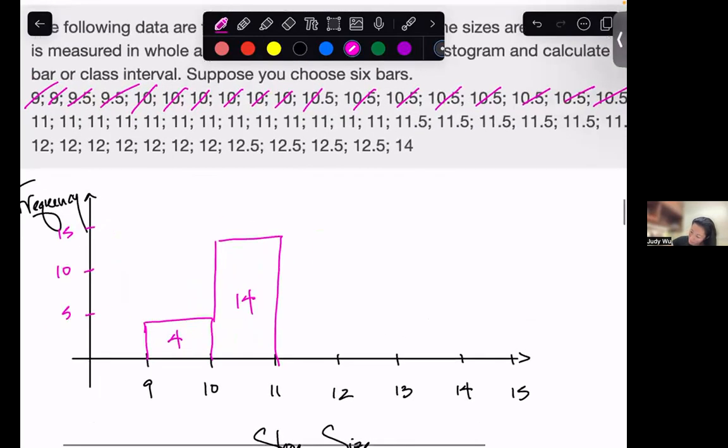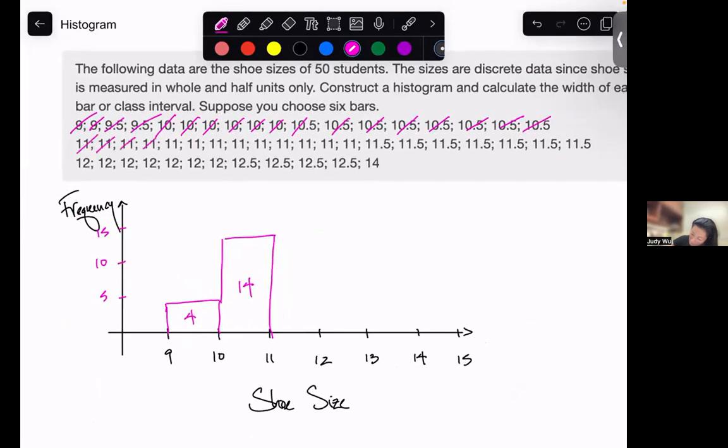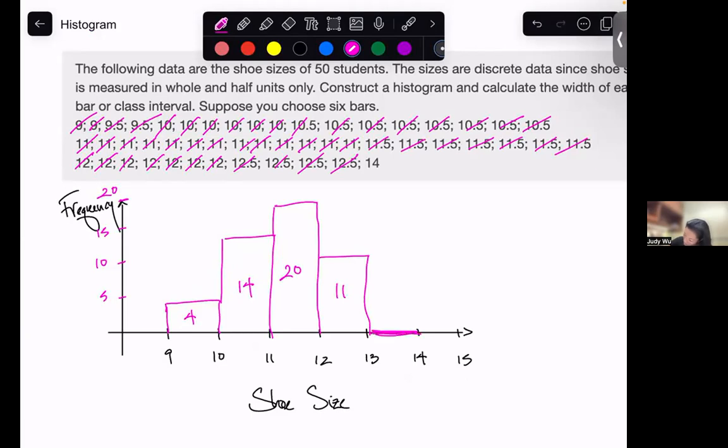All right, how many 11s do we have? 1, 2, 3, 4, 5, 6, 7, 8, 9, 10, 11, 12, 13, 14, 15, 16, 17, 18, 19, 20. Woo. Should have counted before I made my axis. All right, so all the 11s go up to 20. And the 12s, 1, 2, 3, 4, 5, 6, 7, 8, 9, 10, 11. So somewhere over here. And there's no 13s, so it's a 0, and there's only one size 14.